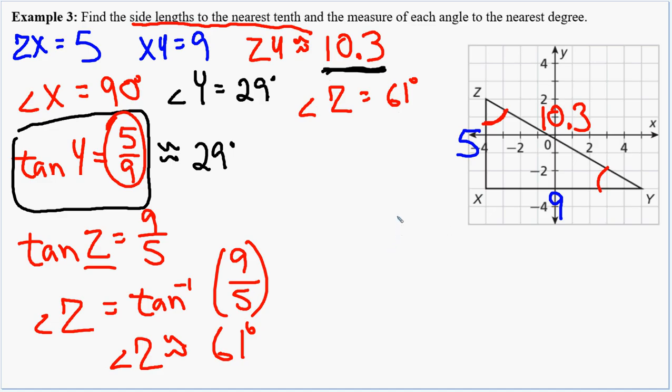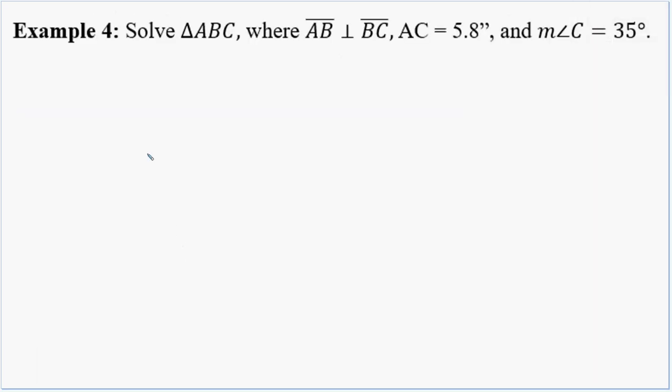So there's all three sides, all three angles. We have solved the triangle. Okay, we just got one more example to go, and this one they give us no picture, nothing. We're going to have to draw it ourselves.